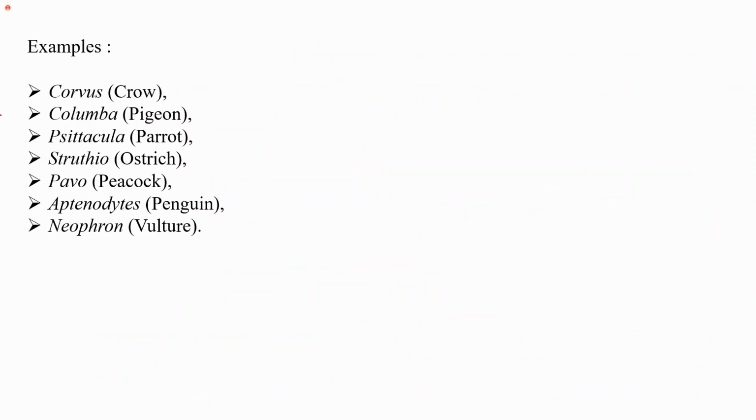So there are certain examples, like for example, Corvus, which is crow. So Corvus, crow, Columba, pigeon, Psittacula, parrot, Struthio, ostrich, Pavo, peacock, Aptenodytes, penguin, and Neophron, vulture. So you have to remember these examples. You will just read these examples thrice or 5 times at least. So these will automatically get set into your mind. So these are the examples of the class Aves.